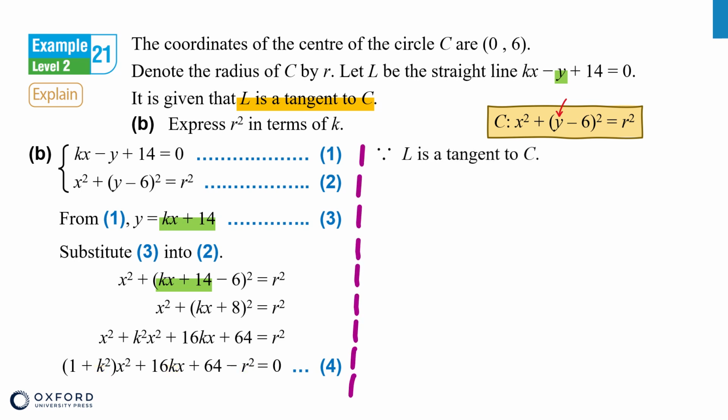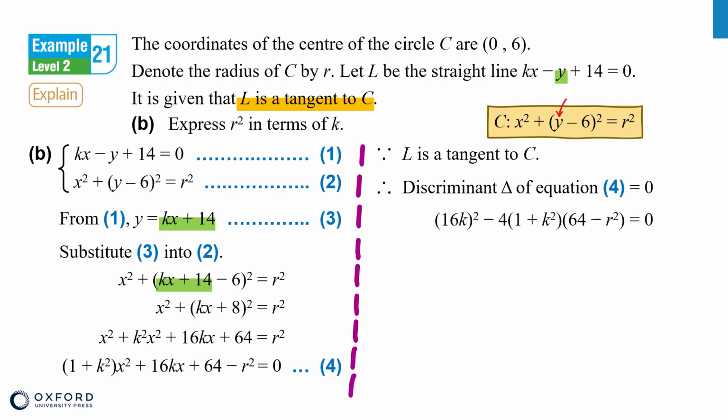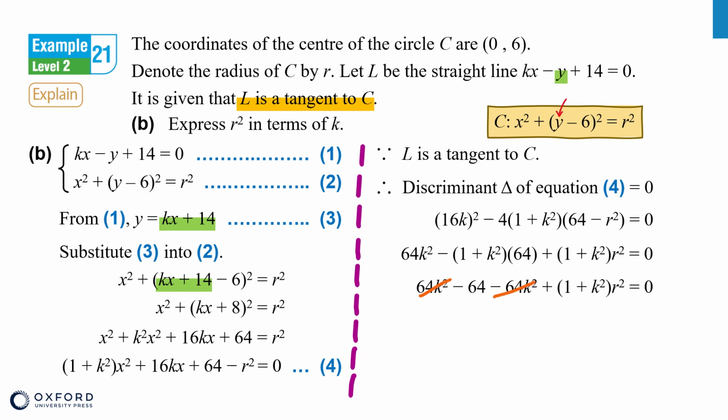L is a tangent to C, so what? So, the discriminant delta of the quadratic equation we just set up is equal to 0. Now we've set up another equation in k and r. Rearrange it to make r squared the subject. We have r squared equals 64 over (1 plus k squared).